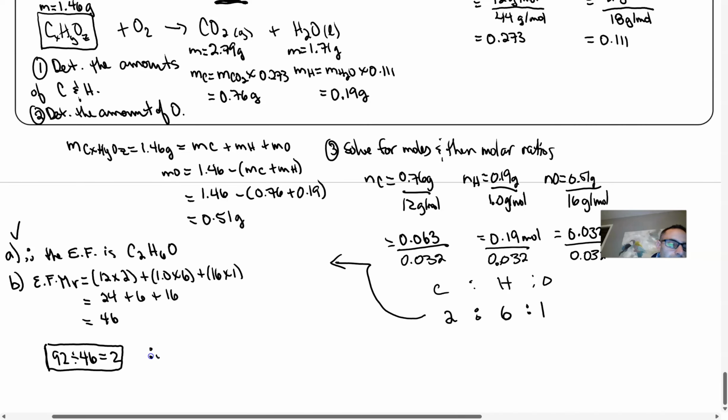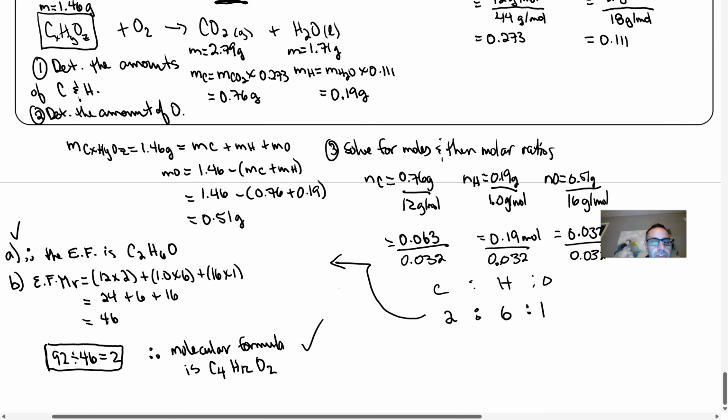So therefore, the molecular formula is, and we're going to multiply everything by 2. So C2 becomes C4, H6 becomes H12, and O1 becomes O2. There we go. And that's the molecular formula. A and B all done there.